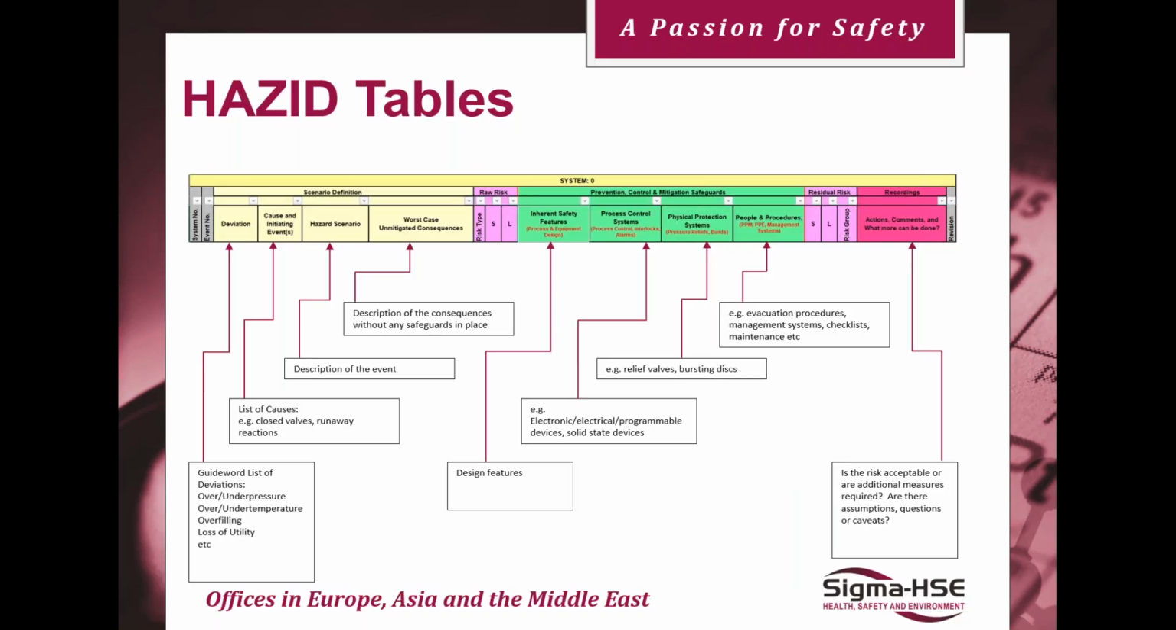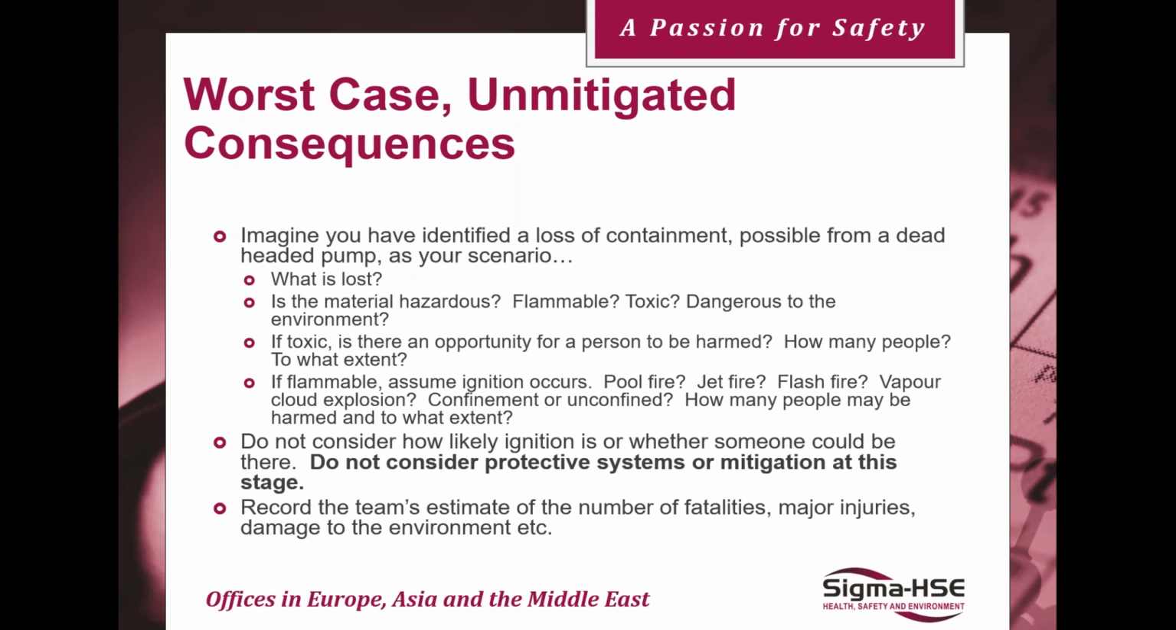The consequences need to be the worst case consequences. So if you're losing from a dead-headed pump, what is it? What is it that is lost? Is it hazardous? Is it flammable, toxic, or dangerous to the environment? How many people might we hurt as a result of that? We're going to assume that ignition occurs very frequently as well. Is there going to be a pool fire, a jet fire, flash fire, or something that we call a vapor cloud explosion? Whether that's confined or unconfined, that's going to give us an indication of how damaging it's going to be. How many people are going to be in the area?